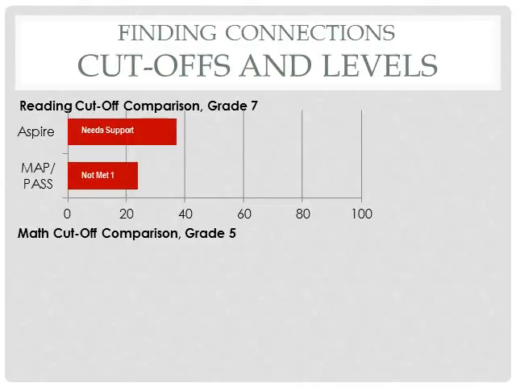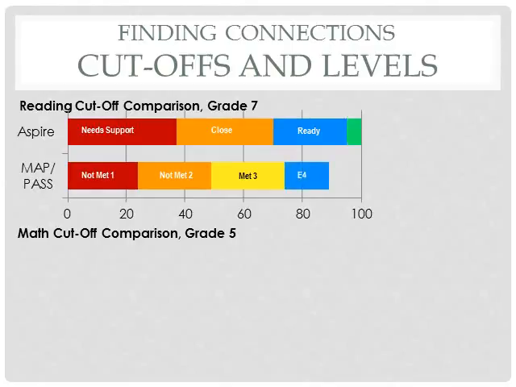For Aspire, the top graph are the group of students that would fall into needs support. These students would have scored in the 0 to 38-ish percentile range, and then on the bottom part we see the percentile range for not met 1, and then we see close compared to not met 2, ready compared to met 3, and then that green is exceeding on top, and then we have the E4, and then that last green bar at the bottom is the E5.